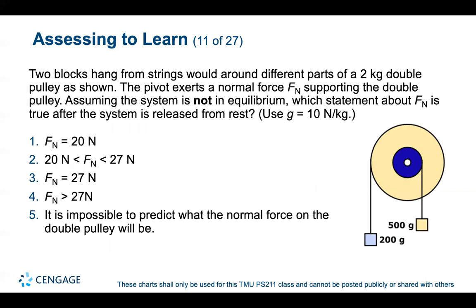Okay, so two blocks hang from strings wound around different parts of a 2 kilogram double pulley as shown. The pivot exerts a normal force F sub n supporting the double pulley. Assuming the system is not in equilibrium, which statement about F sub n is true after the system is released from rest? And the answer is 20 newtons is less than F sub n is less than 27 newtons. So we can at least bound what F sub n is.